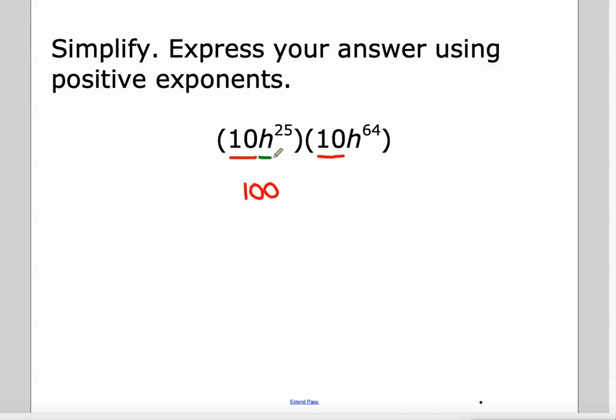And then we'll do h to the 25th times h to the 64th. We've talked about this a little bit. When you're multiplying numbers with the same base, and these have the same base, h, we're supposed to add the exponents. So 25 plus 64 will be our new exponent. So h to the 89th. So our answer is 100h to the 89th when we simplify this.